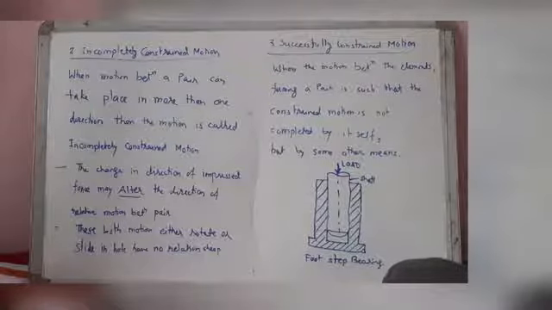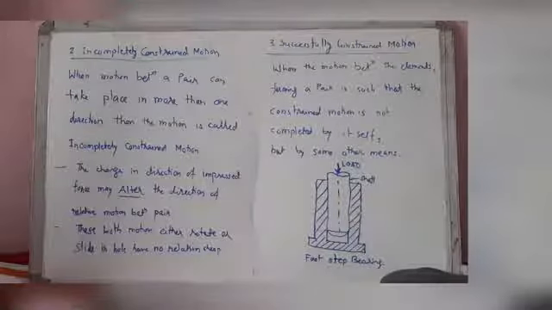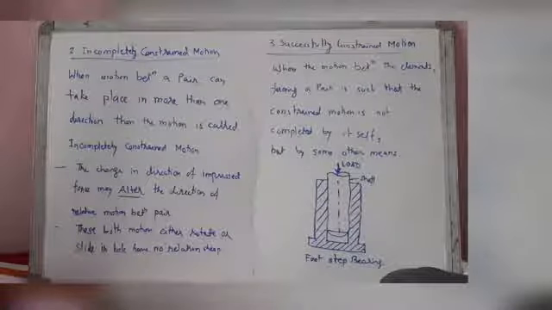Consider a shaft in a footstep bearing as shown in the figure. The shaft may rotate in the bearing or it may move upward. This is a case of incompletely constrained motion.